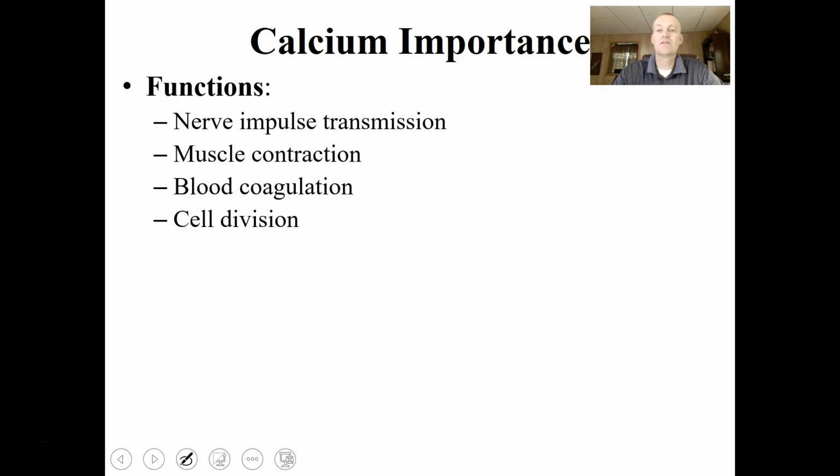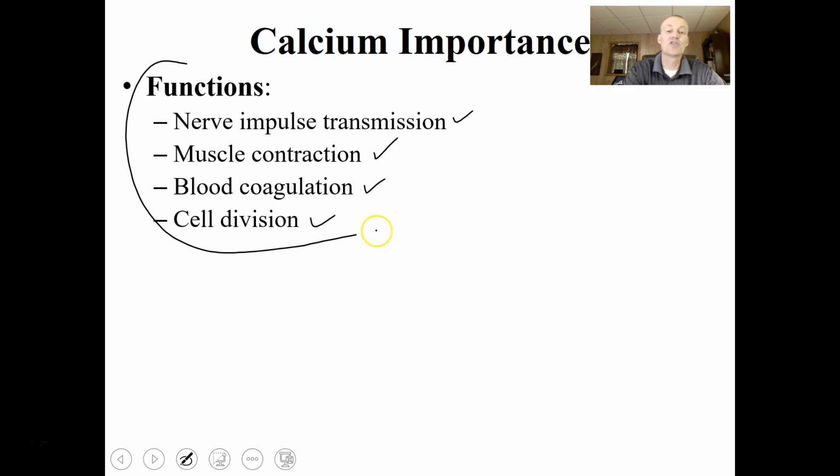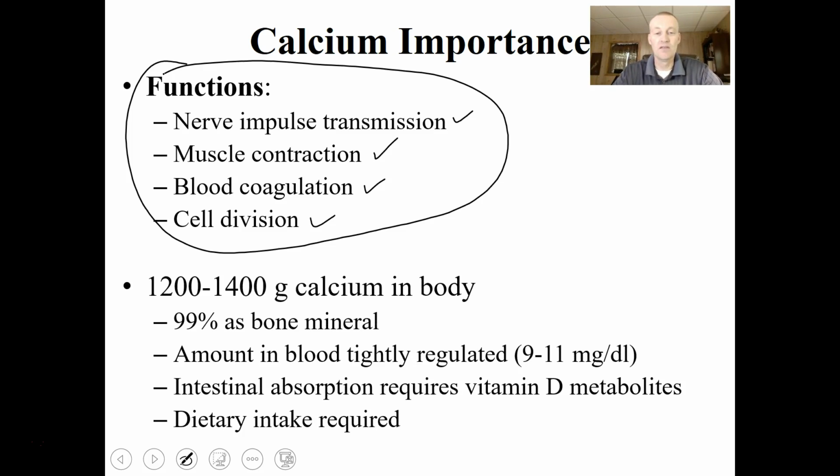So to finalize this lecture, I just want to talk to you about the importance of calcium. Without calcium, you cannot conduct nerve impulses, so your nerves can't communicate with each other. You can't sense things. Your muscles won't contract. You can't coagulate your blood, and you won't have cell division. So these are all functions of calcium, and these are really, really important jobs that calcium does in the body.